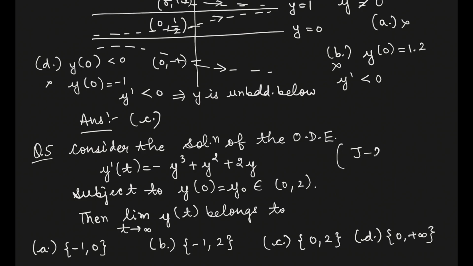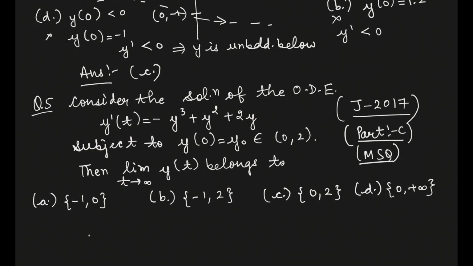This was from June 2017 exam, part C, MSQ. More than one option can be correct. Is it minus y cube plus y square plus 2y? Yes, minus y cube plus y square plus 2y. Okay, ma'am.